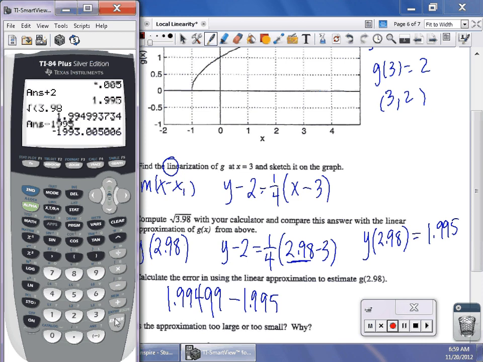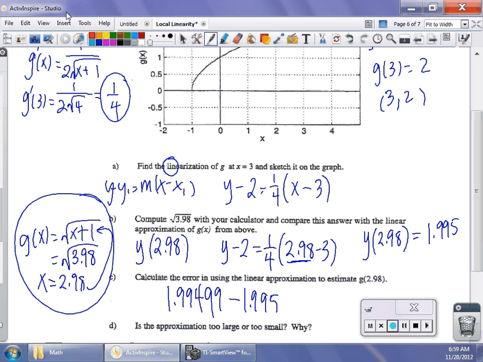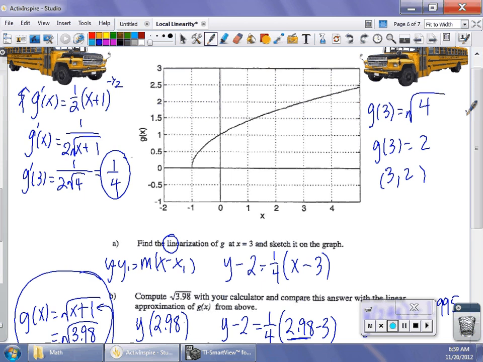Oops, I forgot the decimal point. Let's do that again. All right, so the square root of 3.98 minus 1.995 is negative 6.26 times 10 to the negative 6, which is really, really small. So the tangent line is a good approximator of y values very close. Now this line is tangent at 3.